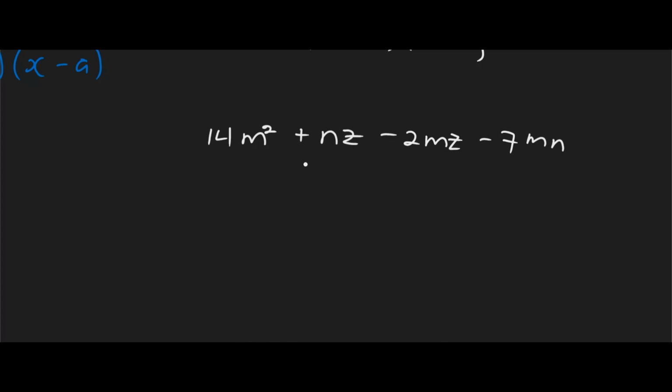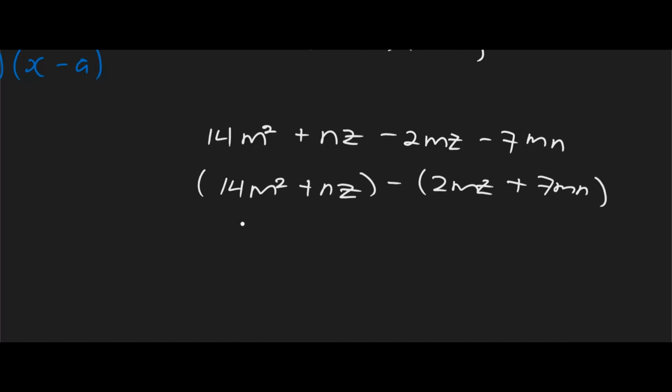But with this expression, there is something that I want you to observe. So let's do it. I'm going to group the first two like we have been doing in the previous ones. So that's going to be 14m squared plus nz in one bracket. We come to the next one. We have minus bracket of 2mz. And what happens to this sign? That's going to be positive, right? So plus 7mn.